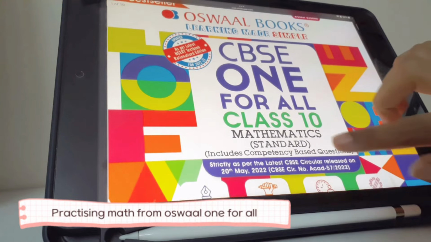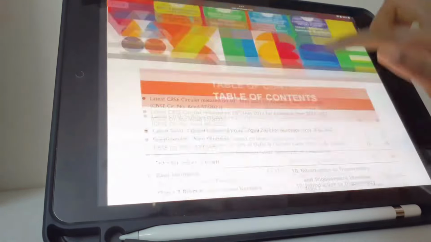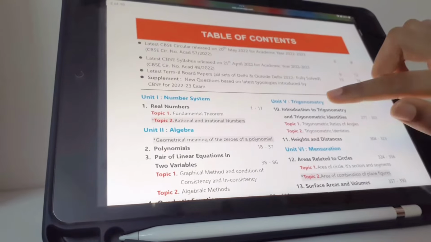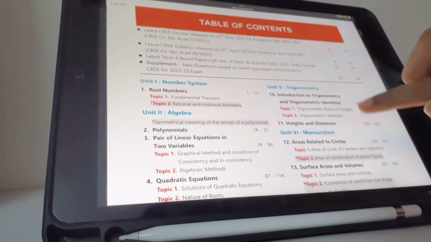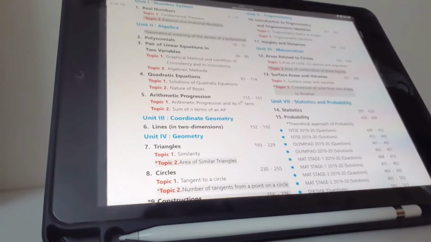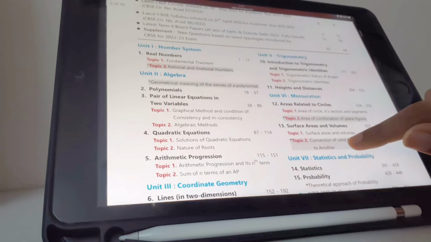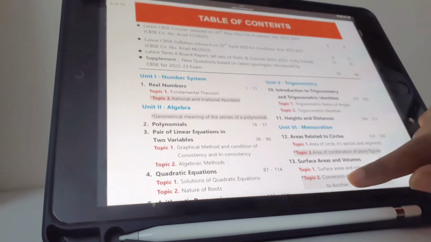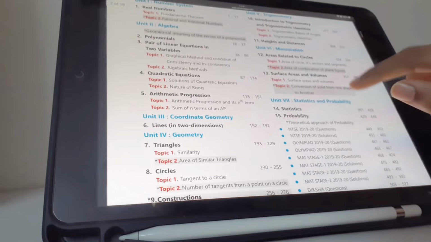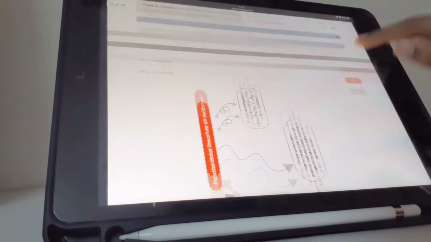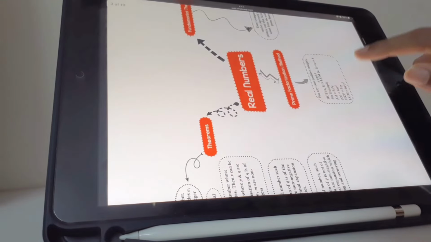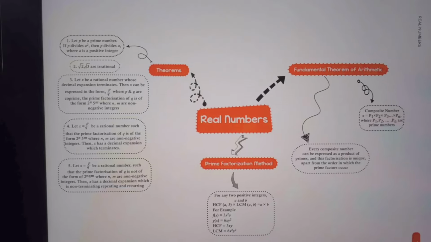As you all can see here, I'm practicing maths from the Oswaal One For All book, which is really helpful for me. So I thought of suggesting this book to all of you, as many of you keep on asking me what reference book I'm using. So for maths, I prefer Oswaal, and literally it's the best book. I used Oswaal in my 9th grade also, and I'm also continuing it in my 10th grade.